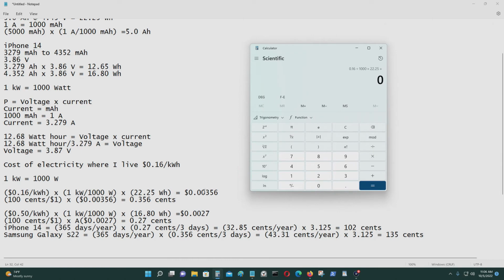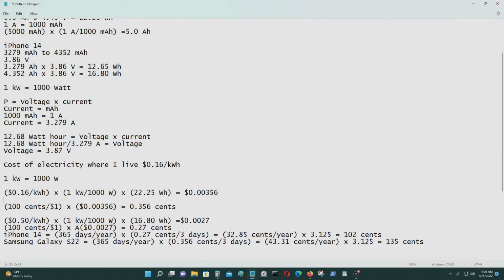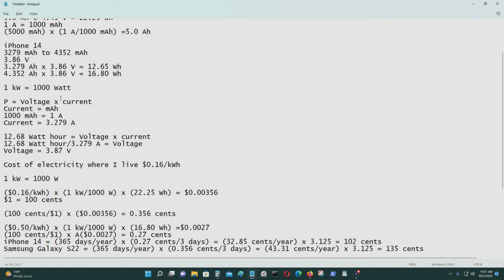So $1 is equal to 1,000 cents. I just put it into this equation that I derived: 1,000 cents divided by $1 times $0.00356. So we get 0.356 cents.